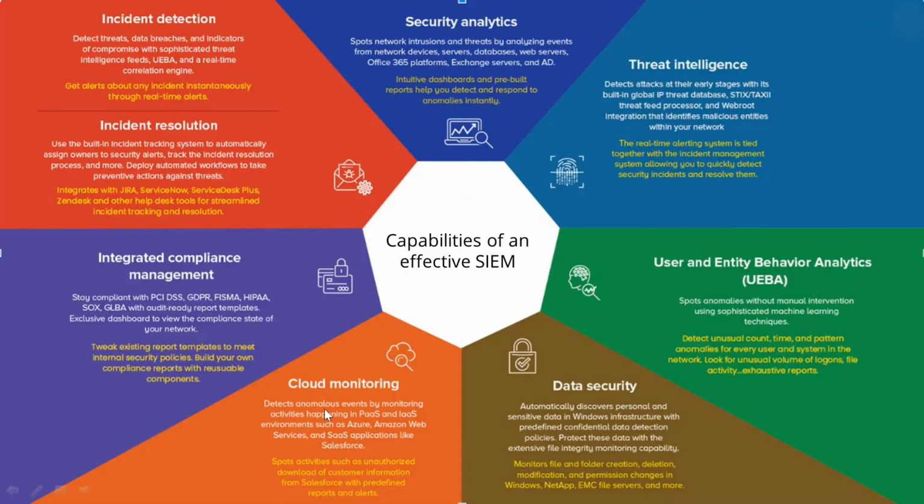So here are some of the main capabilities right here on this slide. You've got to have very effective security analytics, threat intelligence, user and entity behavior analytics or UEBA, effective data security, cloud monitoring, compliance management, and then finally, incident detection and resolution. What we'll do now is go over some of these capabilities that you've got to have in place.